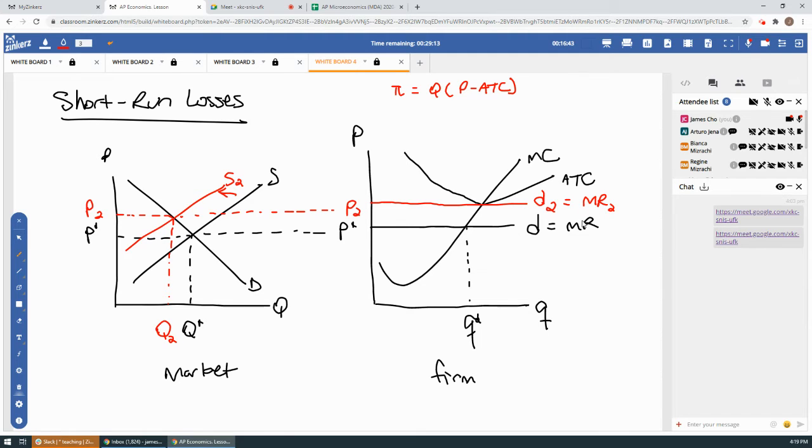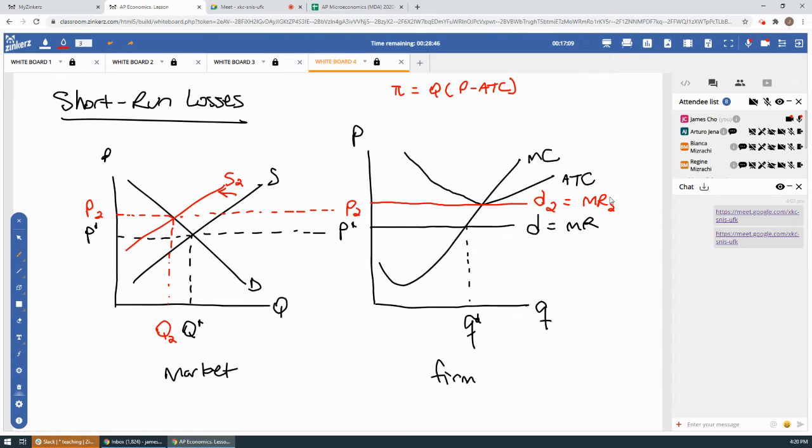Same thing though: when some of these existing firms left, they changed the price and this firm's demand here, but they did absolutely nothing to the firm's marginal cost or average total cost or any sort of cost curves. One question: why doesn't the quantity change in the firm? It does. That's why the supply shifts.